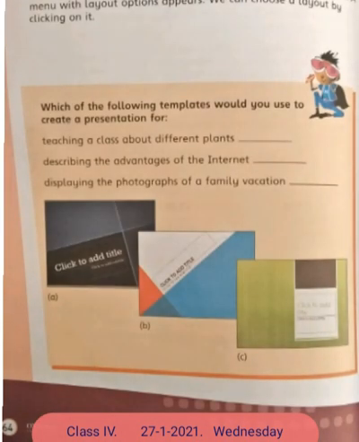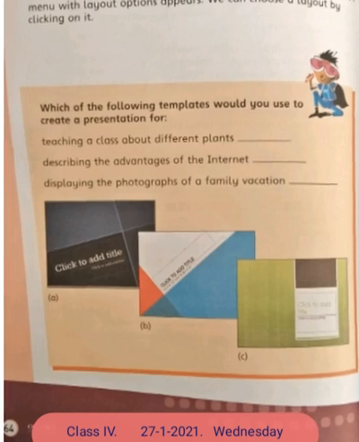Now you have to do this exercise on page number 64: which of the following templates would you use to create a presentation for? You can write the answer in the blanks. Either you can write A, B or C according to the given objectives: teaching a class about different plants, describing the advantages of the internet, displaying the photographs of a family vacation. Which template would you use for these objectives? You can write the answers in the given blanks.